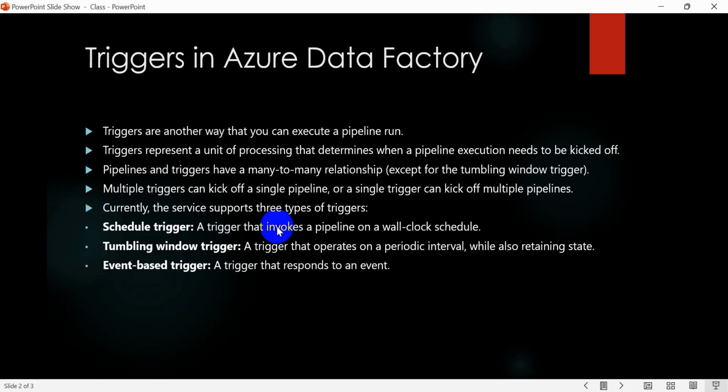Tumbling window trigger: a trigger that operates on a periodic interval while also retaining state. You have to understand what this is. In a coming video we are going to discuss it with a real-time scenario, don't worry. And event-based trigger: a trigger that responds to an event. If you have a SQL background, you can understand what an event-based trigger is.